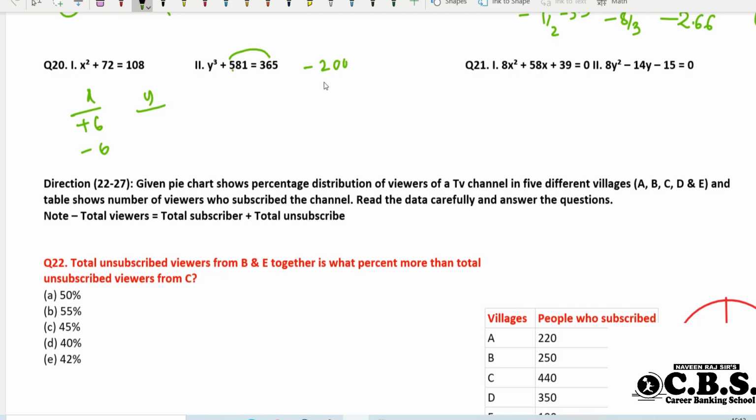16. So obviously it is minus 16, so 216. So y cube is equal to minus 216. Clear? Now what is the value of y? It is minus 6.